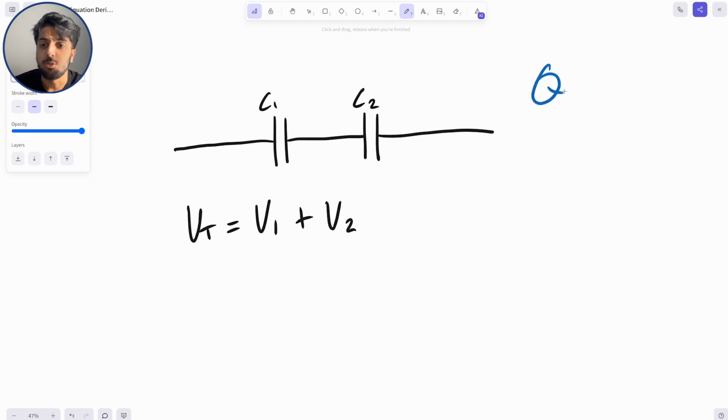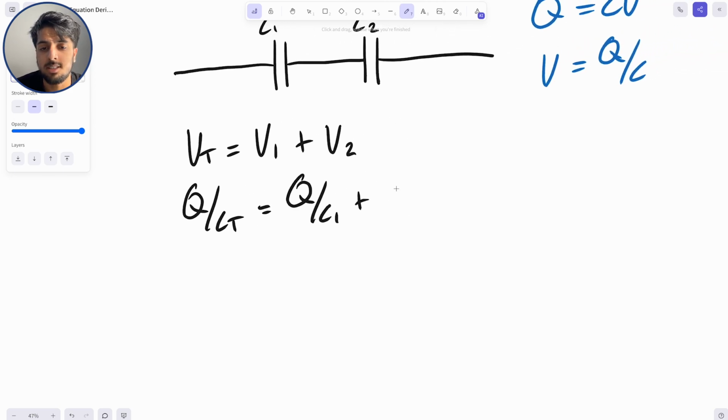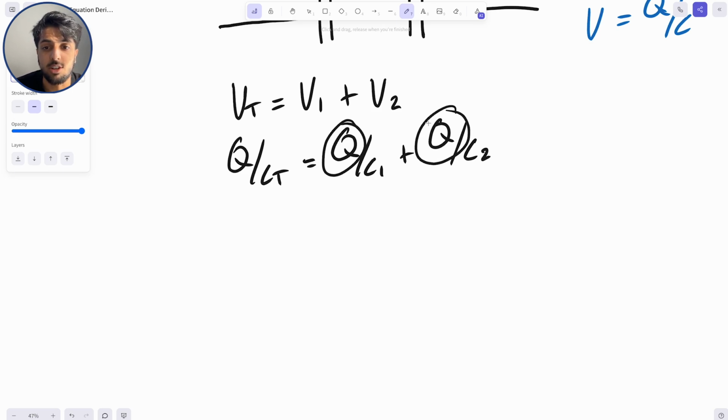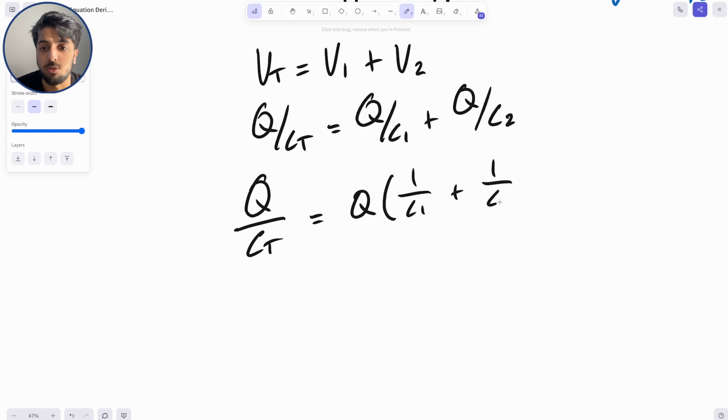And so we know our Q is equal to CV, and therefore our voltage is equal to the charge divided by the capacitance. So subbing that into this equation here, we have Q over our total capacitance is equal to Q over the capacitance of C1 plus Q divided by C2. Now, as we have Q as a common factor on this side of the equation, we can take it out, and we get Q over C total is equal to Q multiplied by 1 over C1 plus 1 over C2.